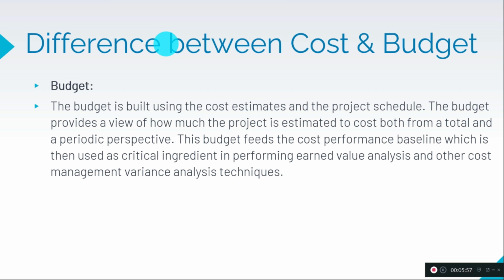This budget feeds the cost performance baseline, which is then used as a critical input in performing earned value analysis and other cost management analysis techniques. So the budget is very important, because based on this only we can do all the analysis. Are we going ahead of the project, are we going behind the project, is the schedule behind, or is the cost behind? So to derive all these formulas, we need to have both cost and budget and the variance.